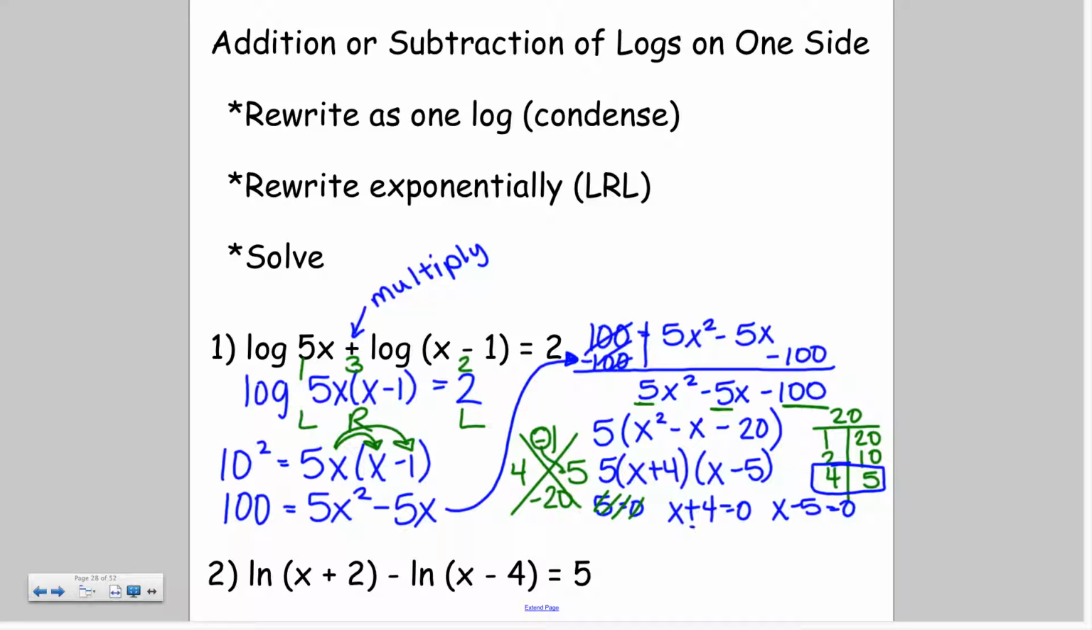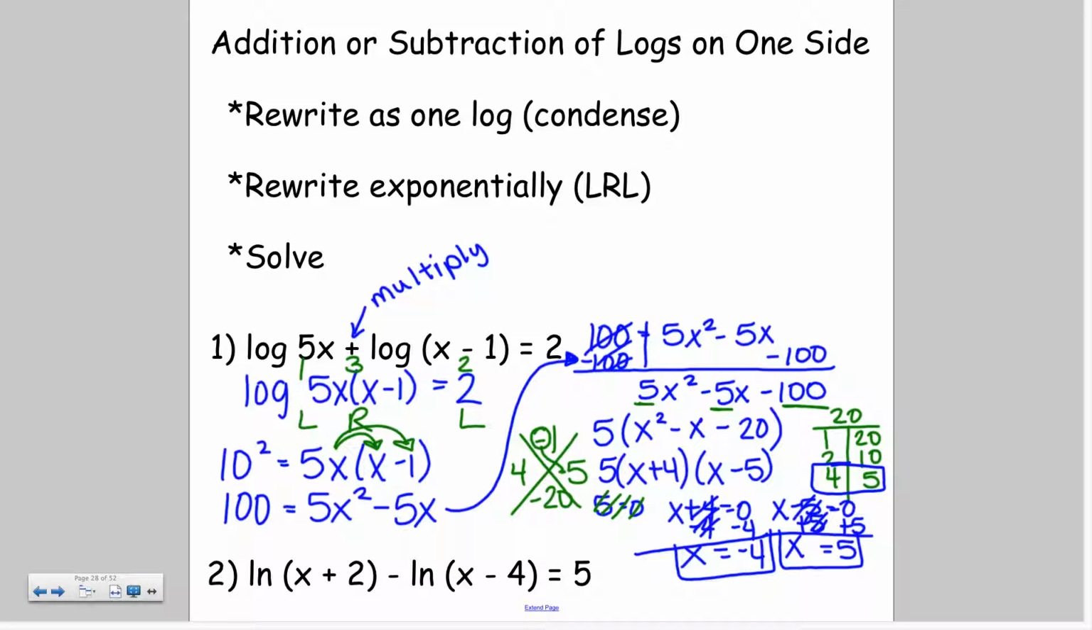Then the next one, x plus 4, we're going to subtract 4 from both sides. So we have x, 4 minus 4 is 0, so then 0 minus 4 is negative 4. That is one of my solutions. All right, so then we have x minus 5, so we're going to add 5 to both sides. The x comes down. Negative 5 plus 5 is 0, and 0 plus 5 is 5. So our second solution is 5. So x is equal to negative 4, and x is equal to 5. I have just solved that one, but first I had to condense.